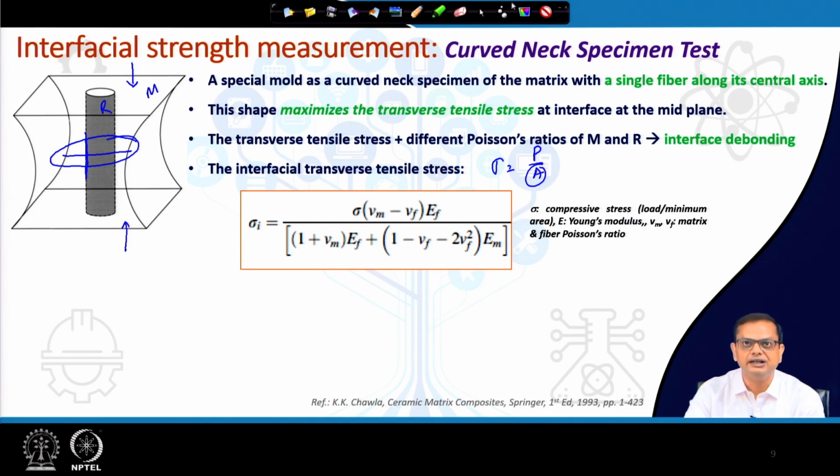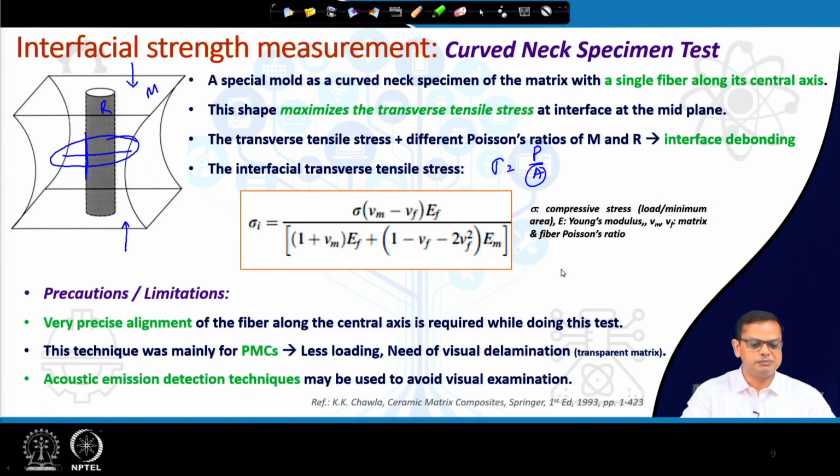So, you can see there are certain factors which have to be maintained, or basically some precautions and limitations: very precise alignment of the fiber along the central axis is required while doing the test. This technique was mainly for PMCs, as I mentioned earlier, with less loading and the need for visual delamination, all these things, a transparent matrix, and the loading requirement is also less when you have a polymer matrix. But now this can be used for other opaque matrices as well. And acoustic emission detection techniques could be used to avoid any kind of visual examination.